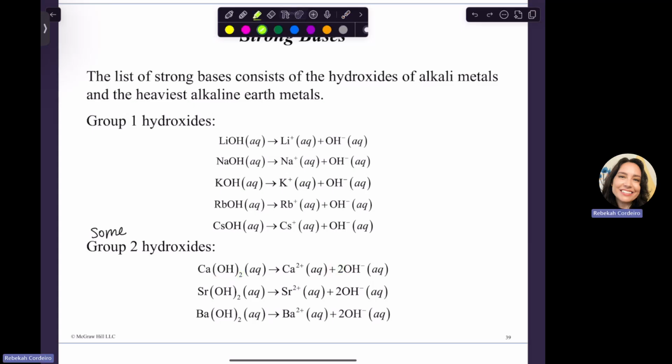So for every 1 of these, we might have 2 of the hydroxides. So just be aware of that. Make sure you know the names of these things too, not just their formulas.